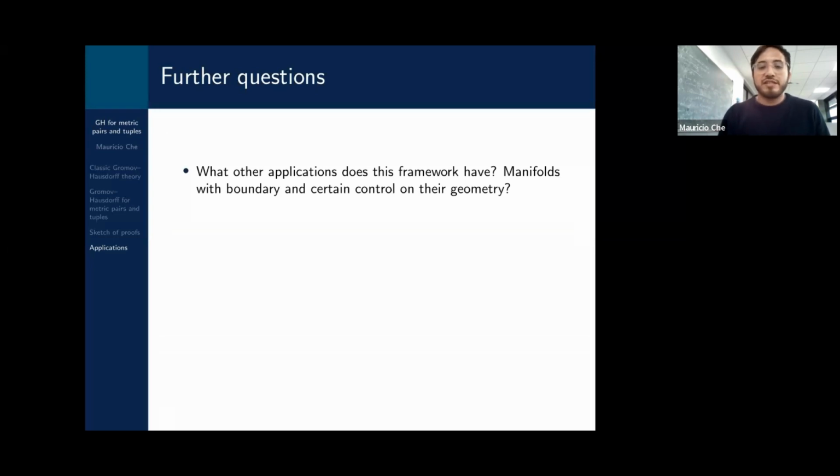And I want to finish now with some open questions that might be interesting using this language. What other applications do we have? Maybe if we consider manifolds with boundary, as I mentioned earlier, can we say something about these kinds of manifolds if we impose certain control on the geometry or restrictions on the curvature? Can we say that such classes of manifolds are precompact, for example, in the sense of tuples or in the sense of pairs? That is one question.